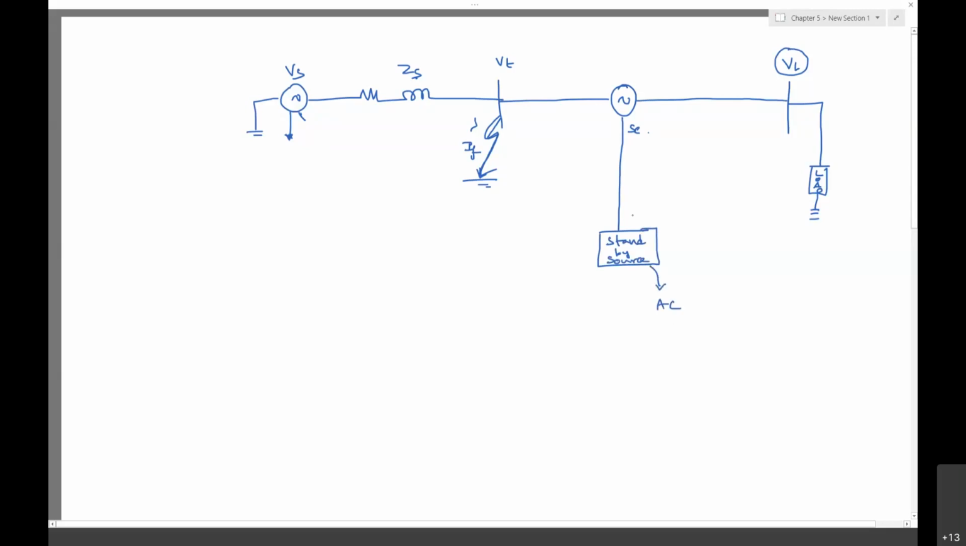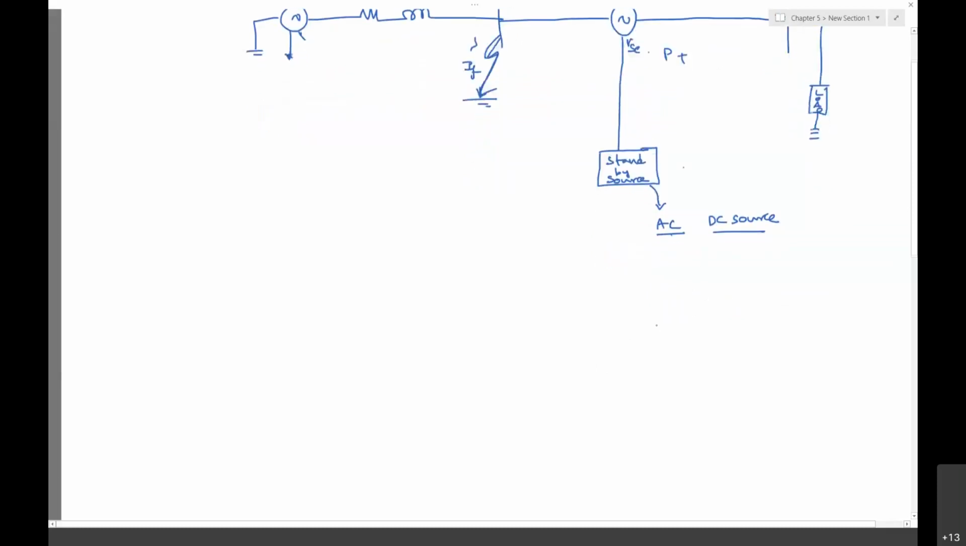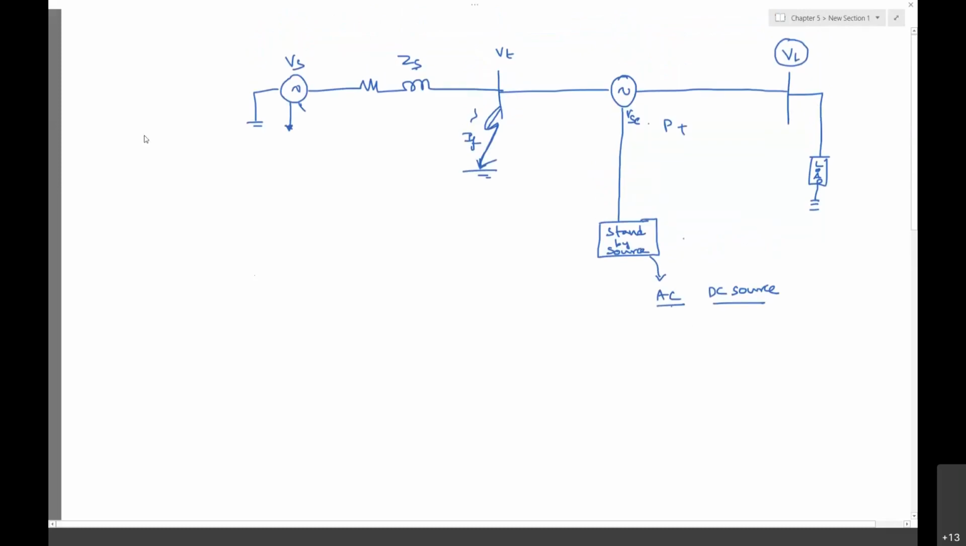Or, if this series compensator is supplying the real power, we can make use of a DC source also. An AC source or a DC source. When I say that this is an AC source, how does the AC source look like?